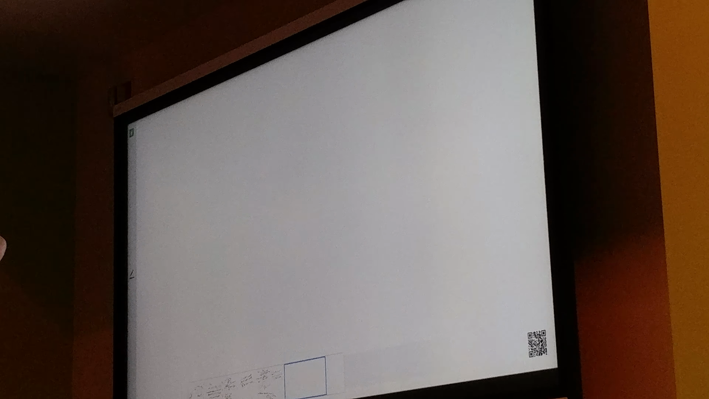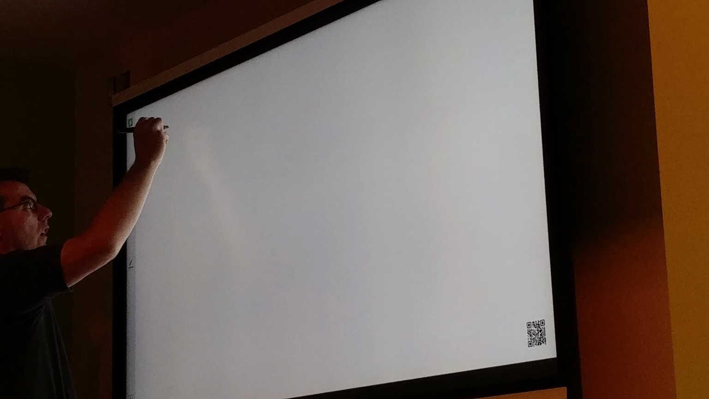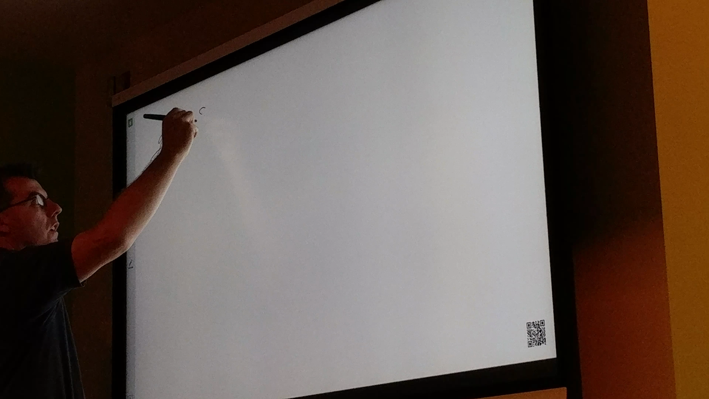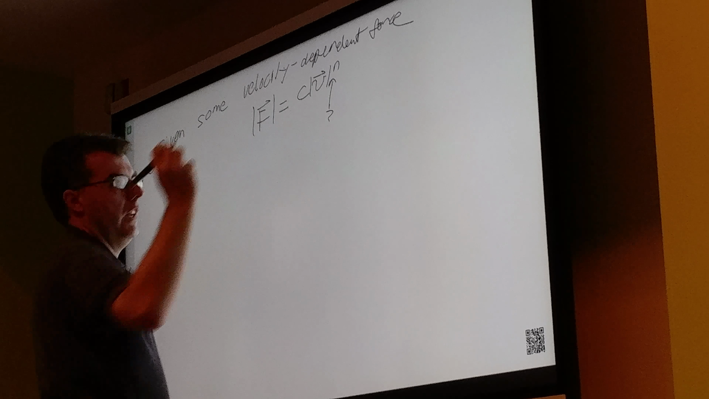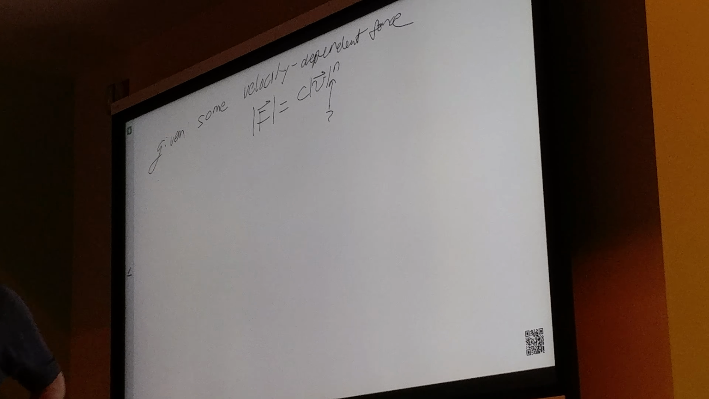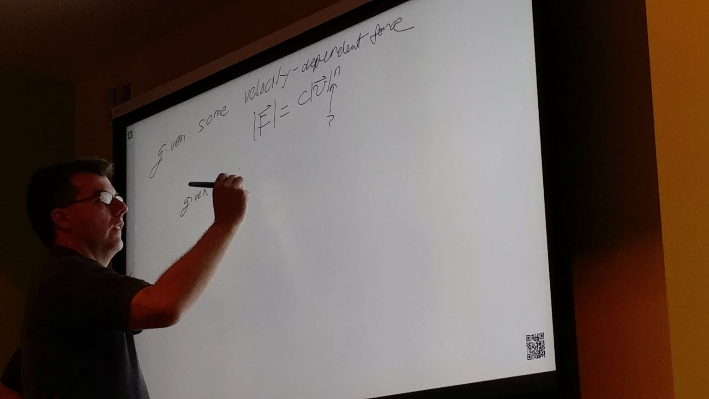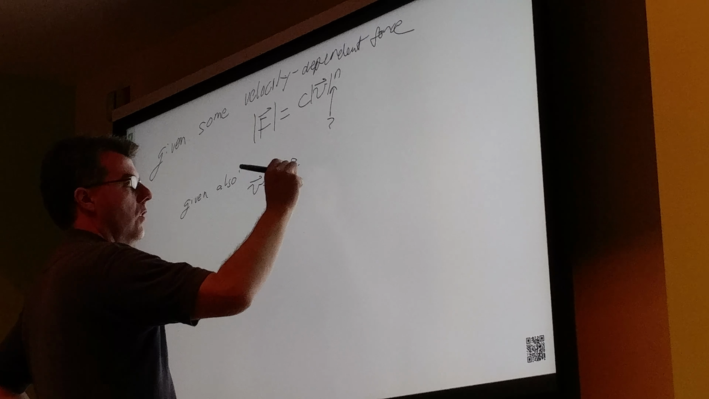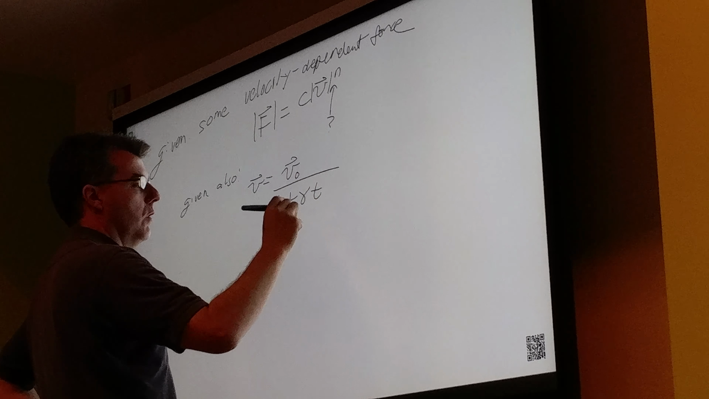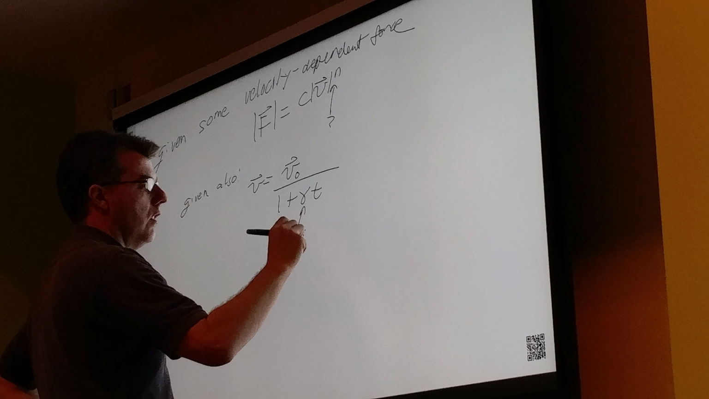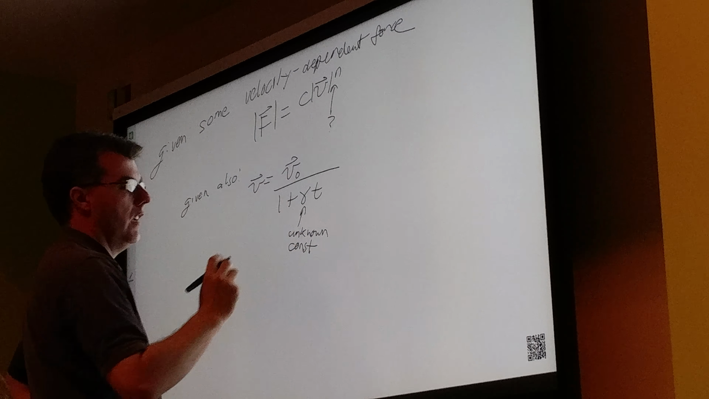All right, let's switch gears. We have some velocity dependent force F, given the magnitude of F is a constant times the magnitude of v raised to the power n. n is at this point unknown, and the direction of F is opposite the direction of v. And suppose I give you v is equal to the initial value over 1 plus gamma t, where gamma is, for the moment, just some unknown constant.